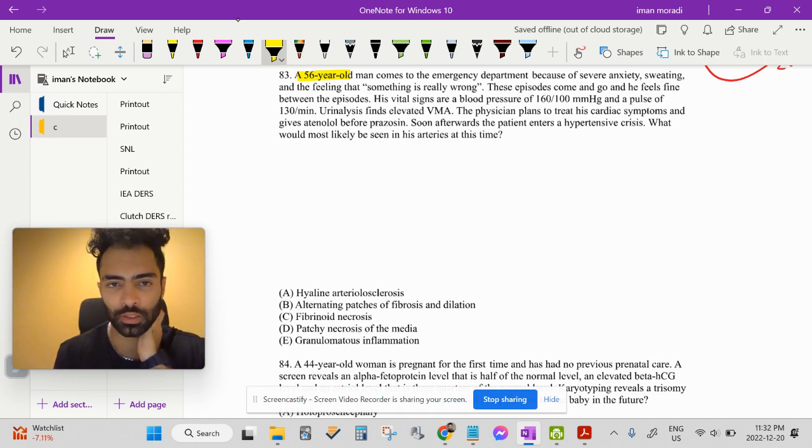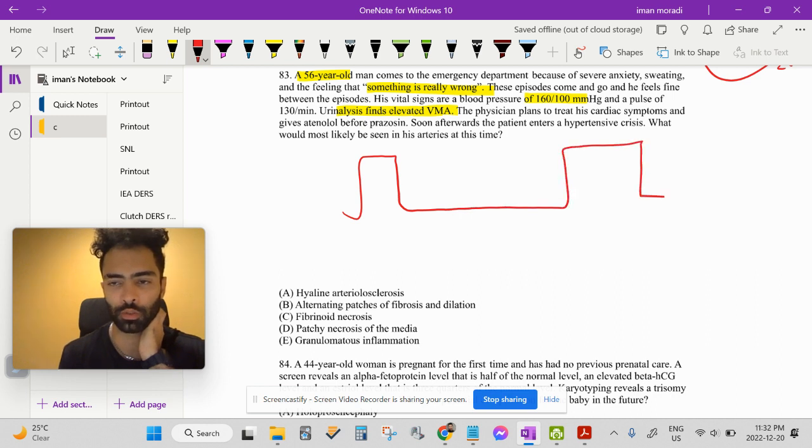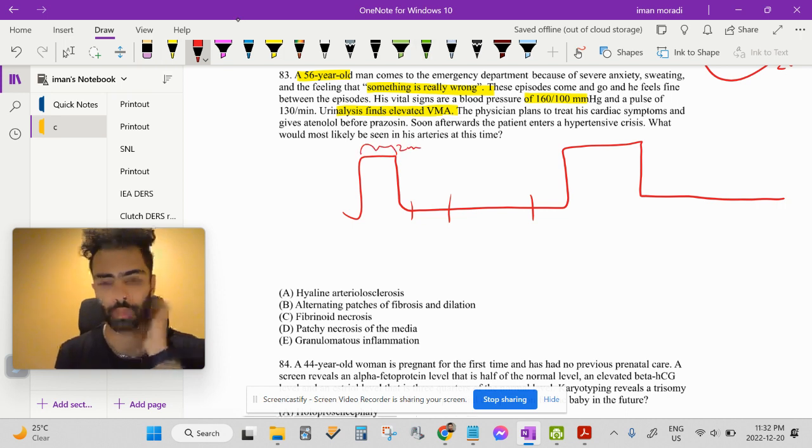56-year-old. Something is going really wrong. Okay, okay, okay. VMA. I already saw VMA. You can't take that away from me. It's a pheochromocytoma question. Pheochromocytoma is characterized by super high blood pressures, and then it's normal, and then you get an episode of super high, and it could be normal for days. And this can happen in 20 minutes or whatever. So they don't always have super high blood pressure, but when their blood pressure is high, it's super high.